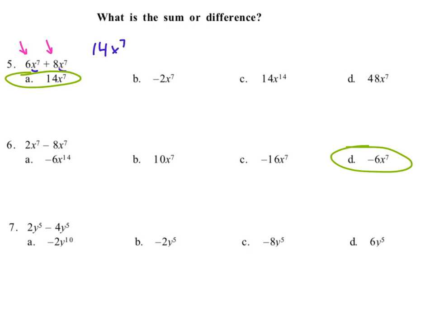And finally, for number 7, we see 2y to the 5th minus 4y to the 5th. They are y to the 5th terms. And how many do you have? You have 2 minus 4. 2 minus 4 is negative 2. And they stay what they are, y to the 5th. So we have B for your answer.